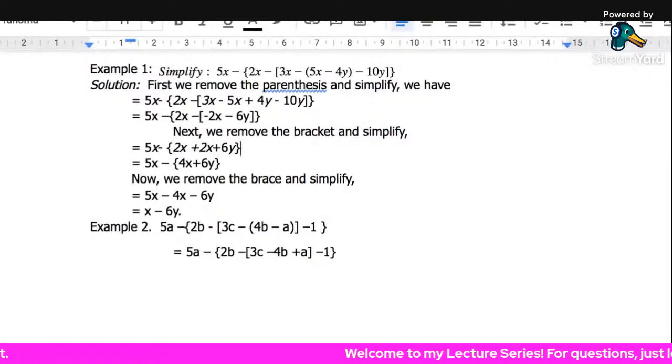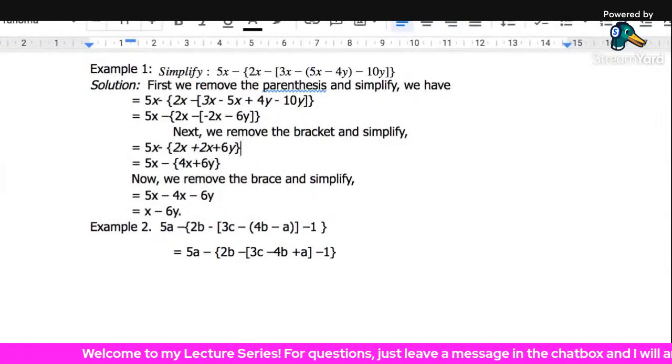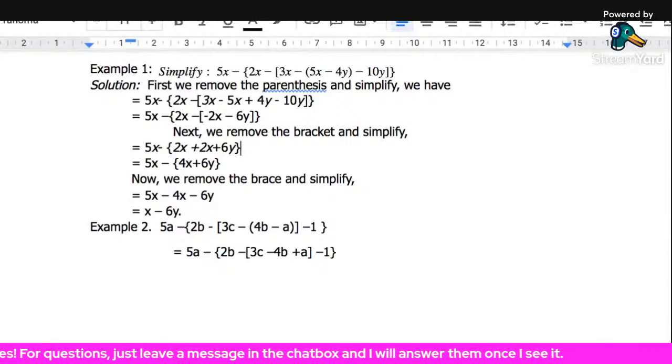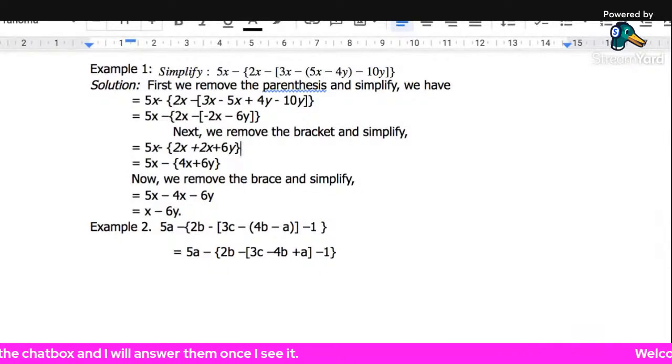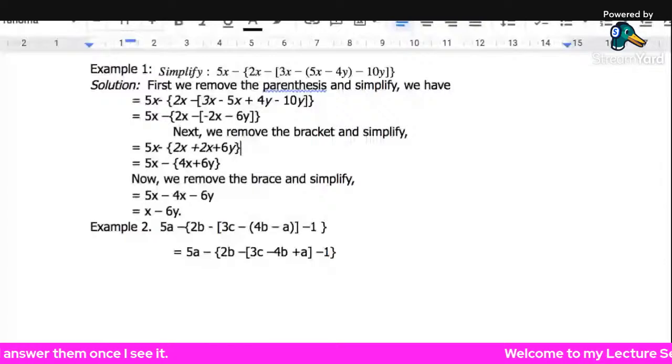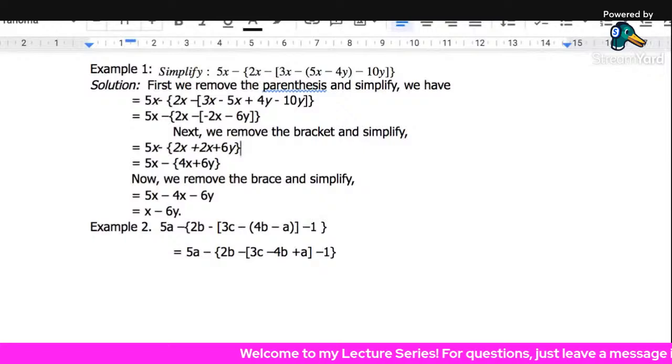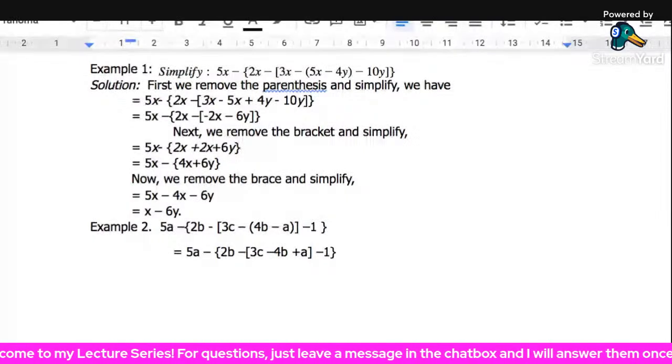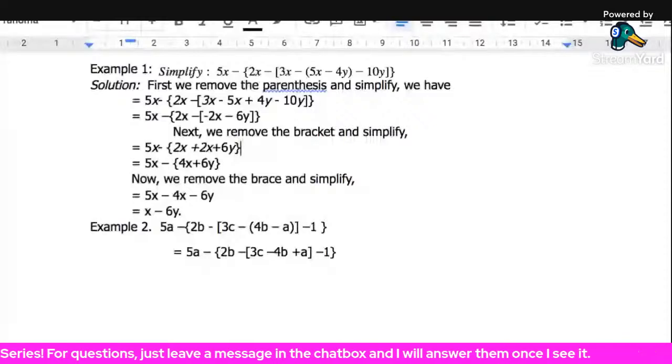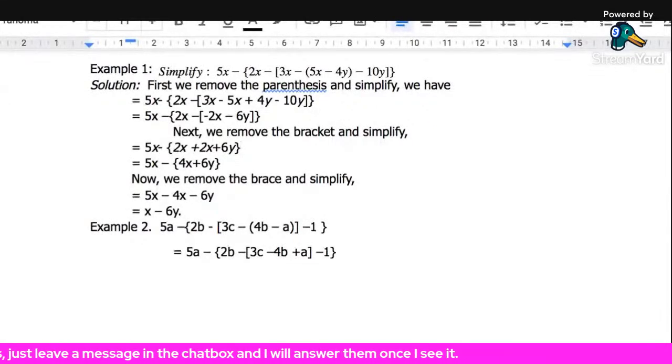Then we multiply again the terms in this grouping symbol with a negative or negative 1. Negative times 4x will be negative 4x. Negative times positive 6y will give you negative 6y. So what's left would be 5x minus 4x minus 6y. And these two are similar. So we perform the operation: 5x minus 4x will leave you x minus 6y. So we were able to simplify this expression into x minus 6y, right?